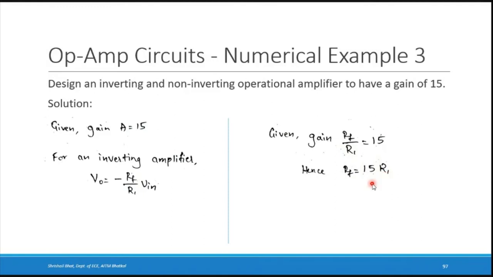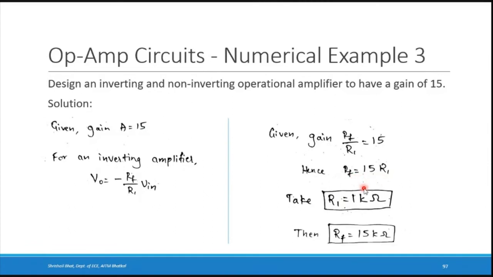Right. So now you have this relation between the two resistances, RF and R1. You have to just find these values of RF and R1. So what we can do is we will just take one value of R1 and you will get the corresponding value of RF. Right. So let us take R1 is equal to 1 kilo ohm. If I take R1 is equal to 1 kilo ohm, what will be RF? 15 into 1 kilo ohm. RF will be equal to 15 kilo ohm.